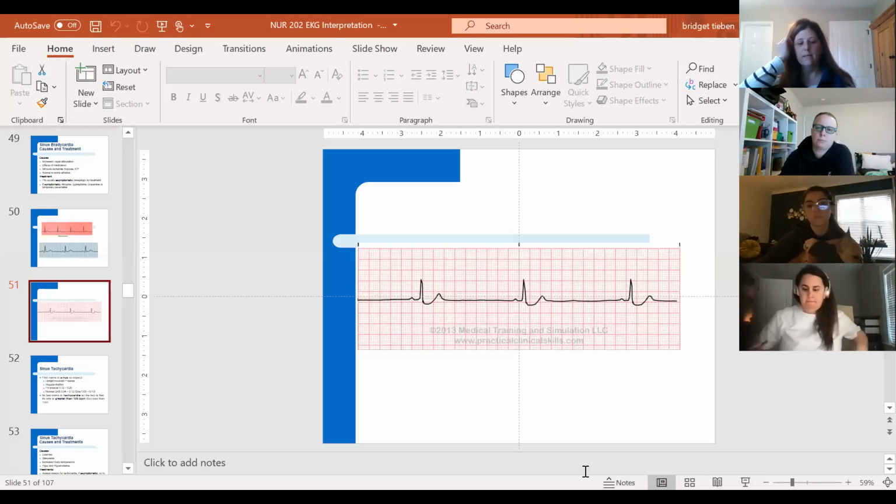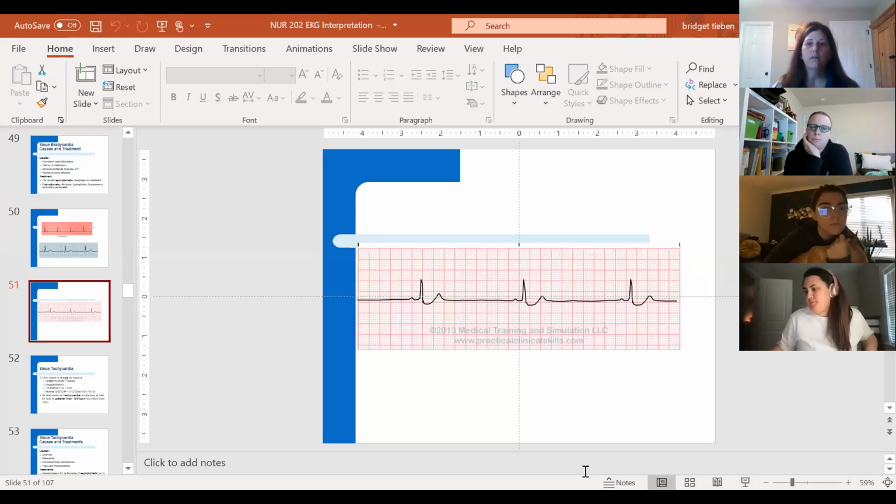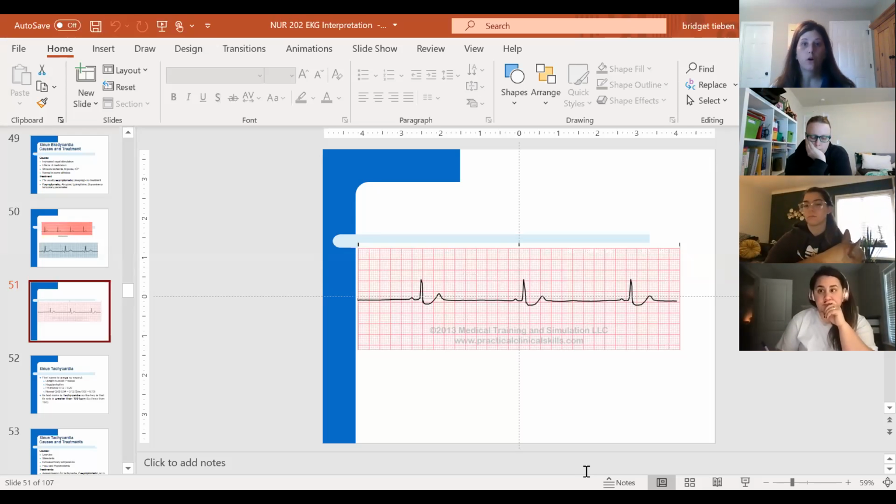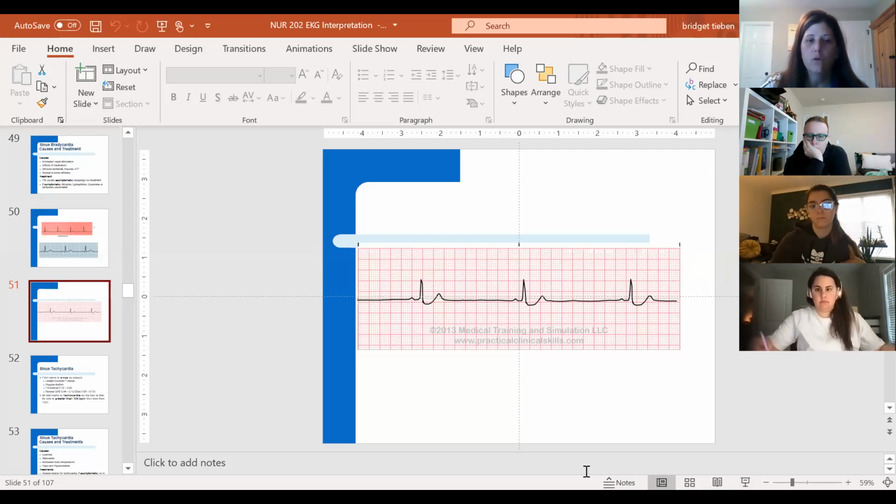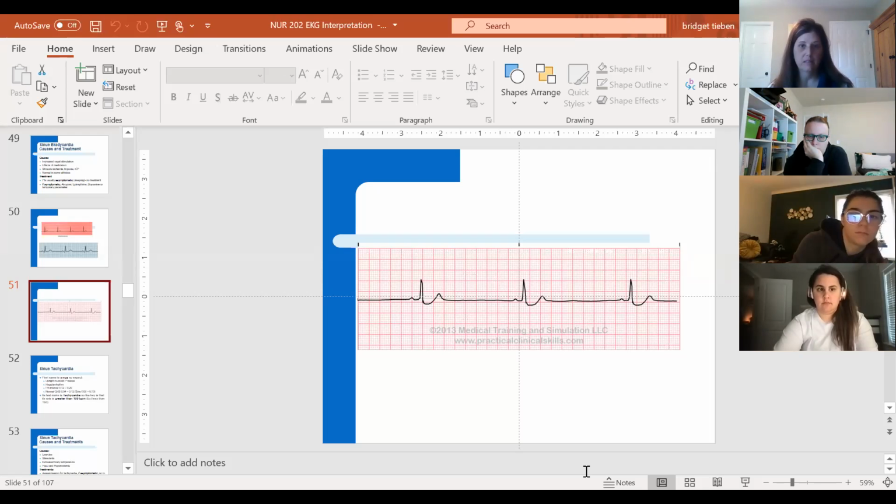Okay, so yesterday we left off talking about sinus bradycardia, and so this is just another example, another strip of sinus bradycardia. So we can see that this is a 6-second strip here. If you count the big boxes, there are 15 big boxes between each of those hash marks.